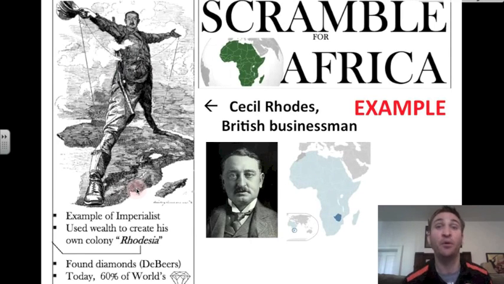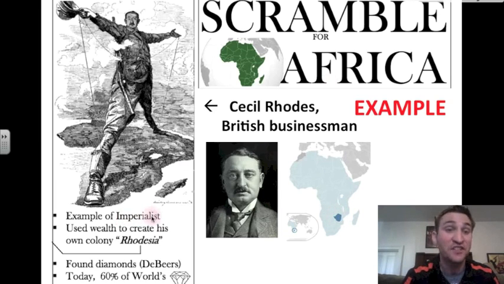An example that shows the scramble for Africa. Here is Cecil Rhodes. He is a British businessman and he is interested in getting rich. He explores Africa, especially the southern part of Africa where there are diamond mines, and this would be present-day Zambia and Zimbabwe. And he is an example of an imperialist, and he uses his wealth to create his own colony.